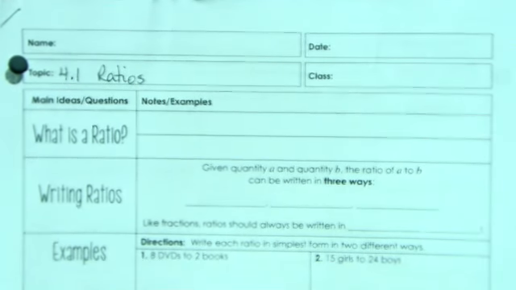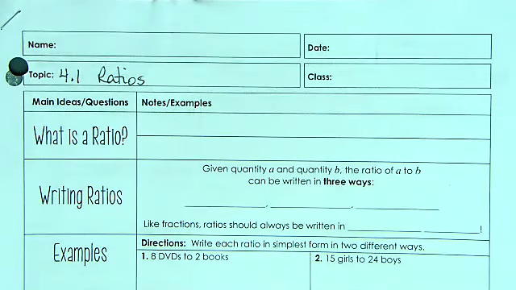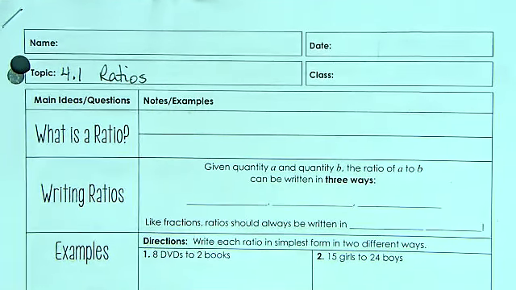And we are starting unit 4 today, which deals with ratios, proportions, and percents. You may have touched a little bit on this last year. So we're going to get rolling. Today is 4.1, which we're talking about ratios.